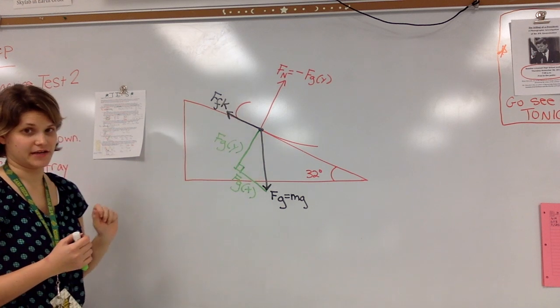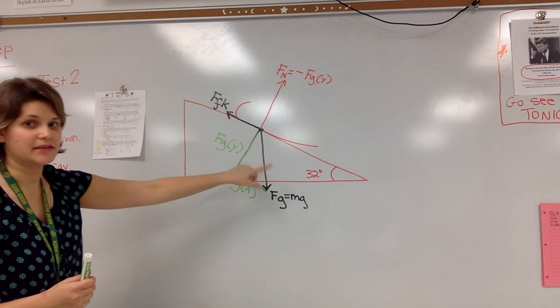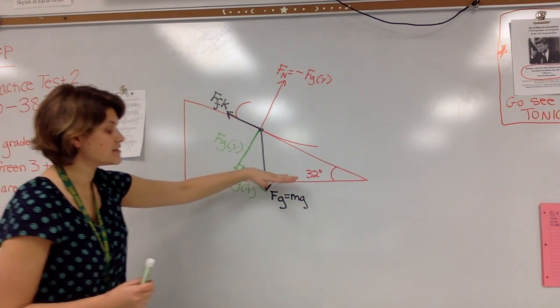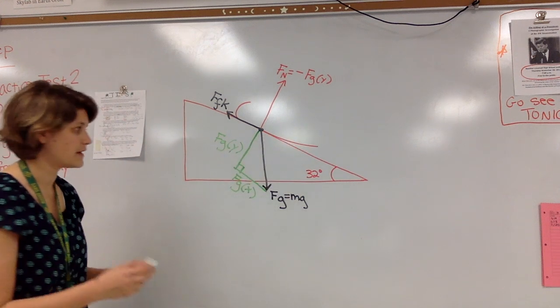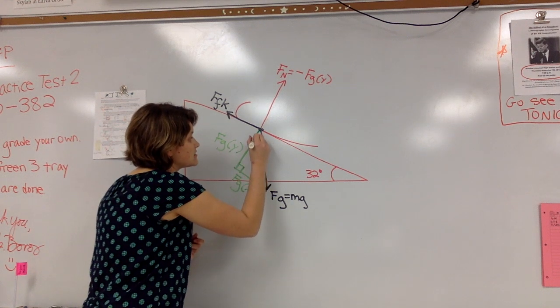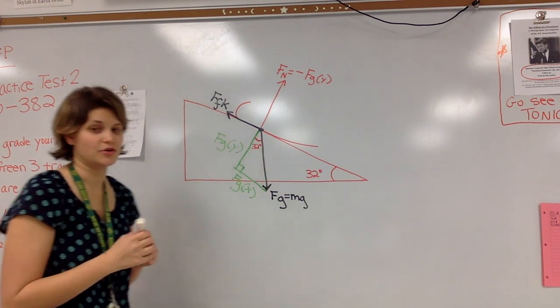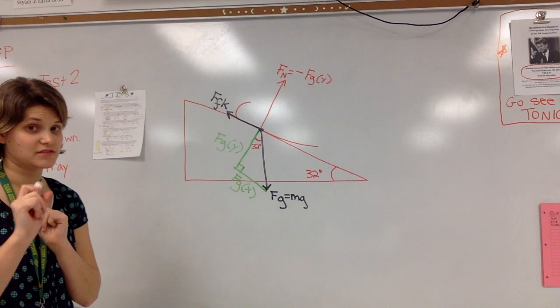Here's the free body diagram. We've got an object on an inclined plane. This is a sled on a hill, and the slope is 32 degrees. So far we've talked about how that tells me that the angle inside here is 32 degrees, and if you can show me how to do that, you get extra credit. Before Thanksgiving, it's due.